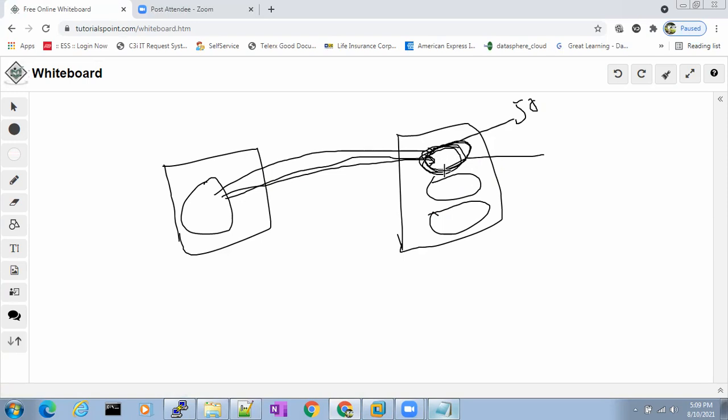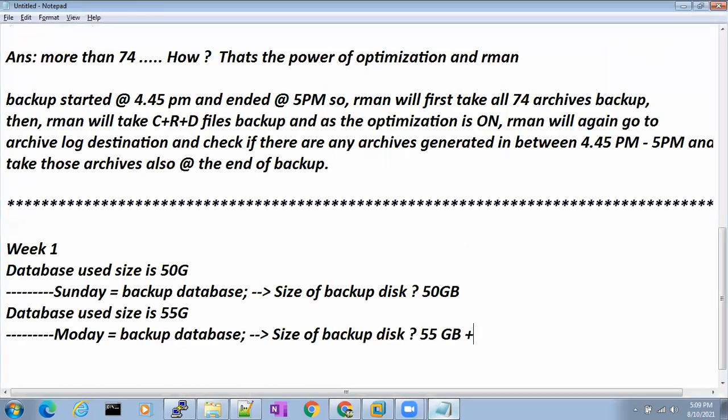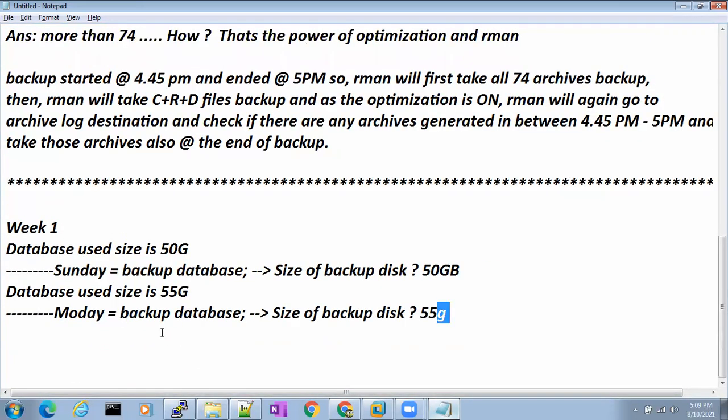The used space of the disk is 55 GB plus 50 GB.